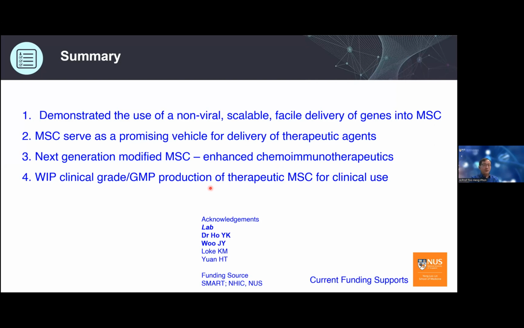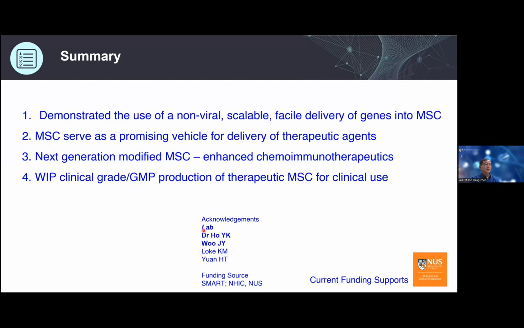My lab is very small. It is what I call the ludicrous team. I only have four guys to do all this, including submission of IND. But we thank everybody, including ACTRIS and CTF, for actually helping us to do this.